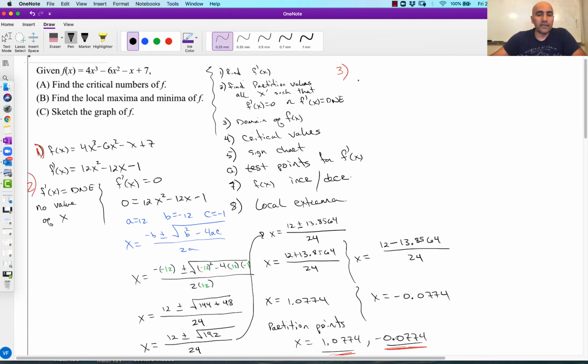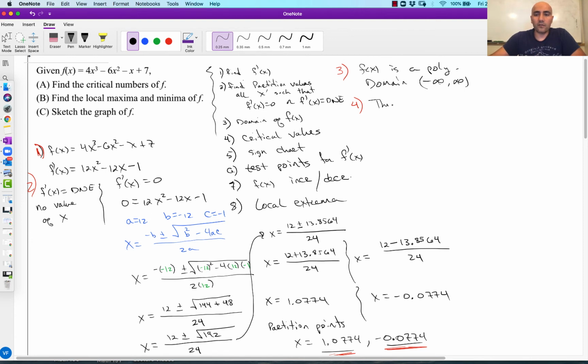Now, luckily, this is a polynomial. So f of x is a polynomial. So therefore, the domain is all real numbers. Domain is from negative infinity to positive infinity, all real numbers. Step 4 is to think about those critical numbers. Well, the domain is all real numbers, therefore both of these are in the domain. Therefore, those two numbers can now be upgraded to be critical numbers.